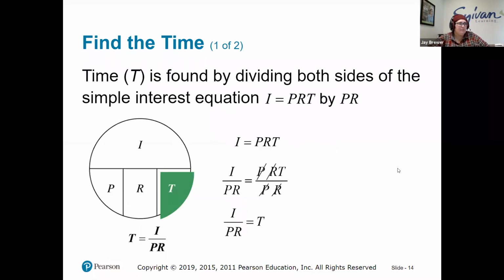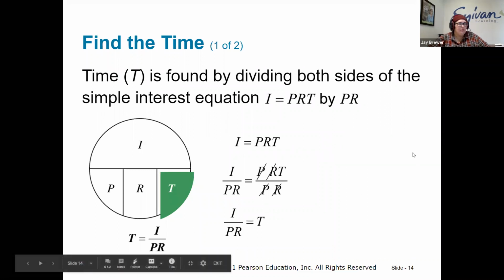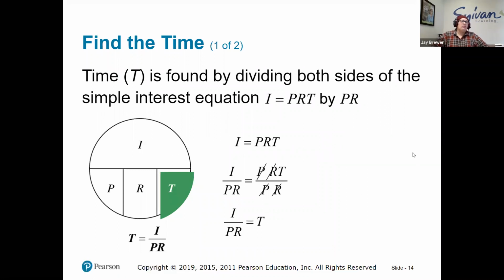All right, so here's how we're going to find time. When you rearrange the interest formula, it's going to give you time equal to interest divided by principal times rate.